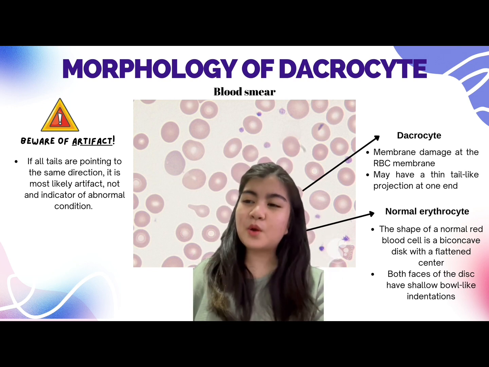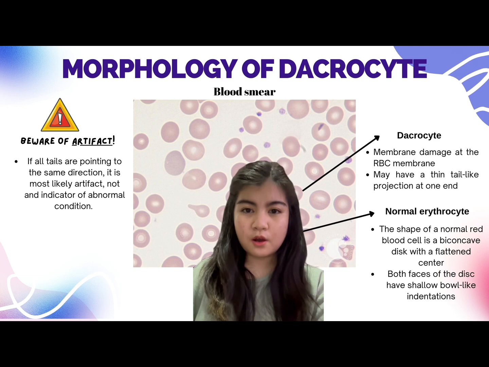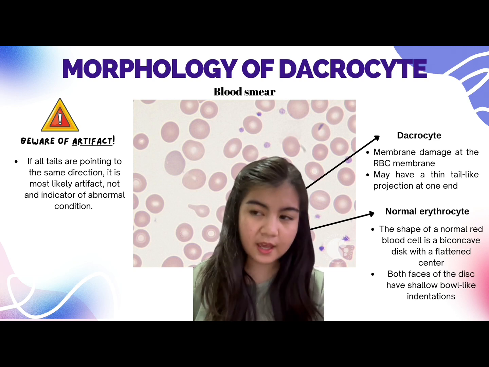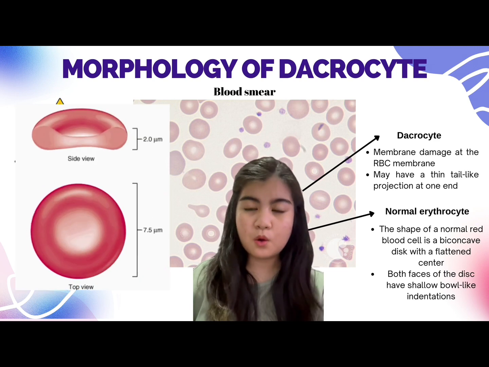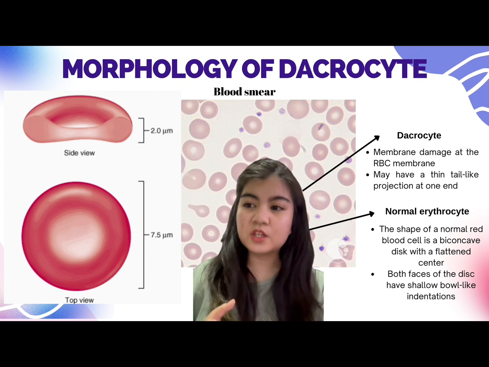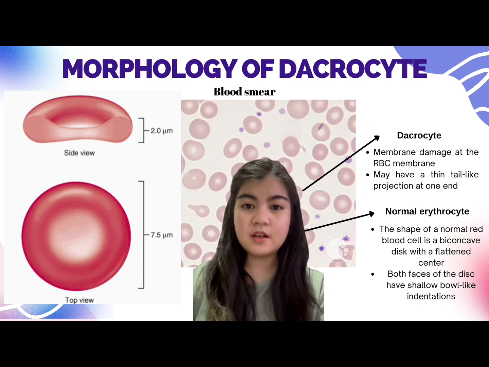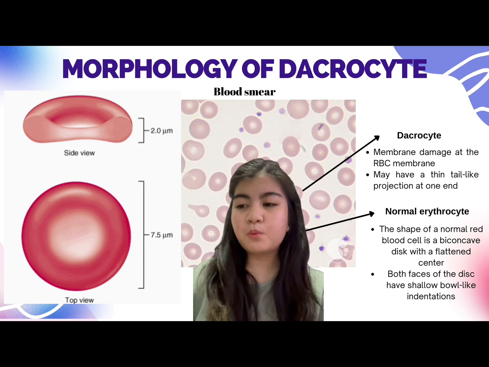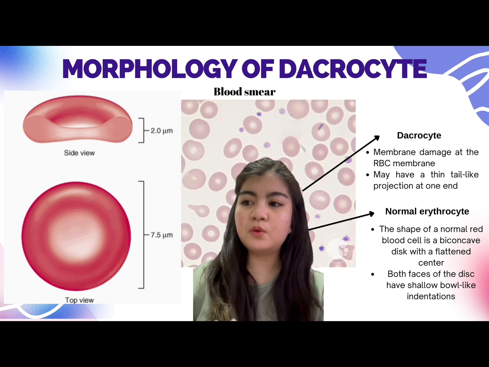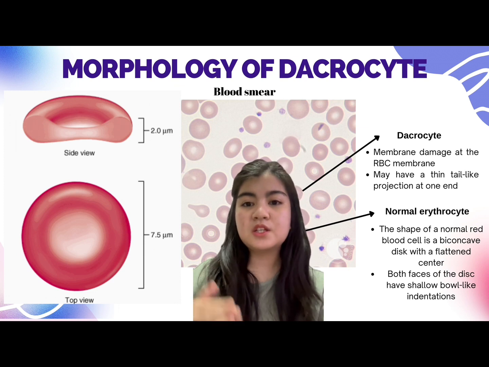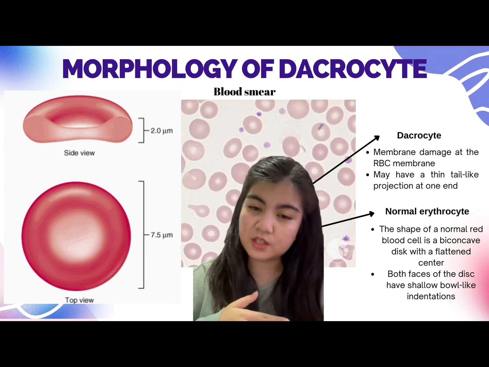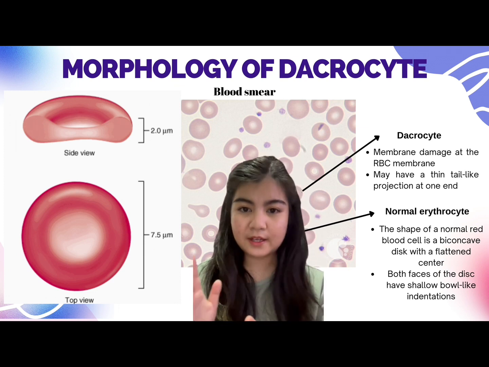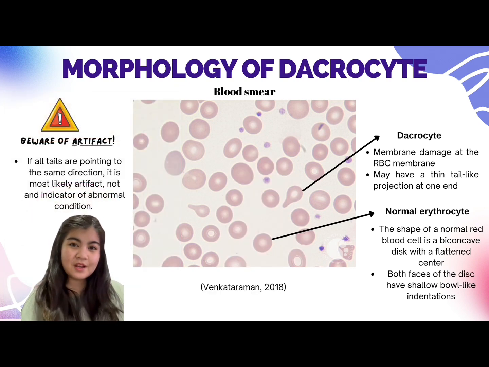Now, let us compare the morphology of a dacryocyte and a normal erythrocyte or normal red blood cell. The shape of a normal red blood cell is a biconcave disc with a flattened center. Both faces of the disc have shallow ball-like indentations, just like what Farhana has presented just now. The shape will look like a donut. However, we have to beware of artifacts.